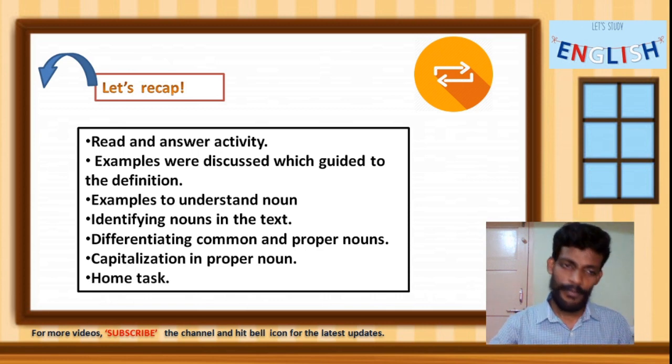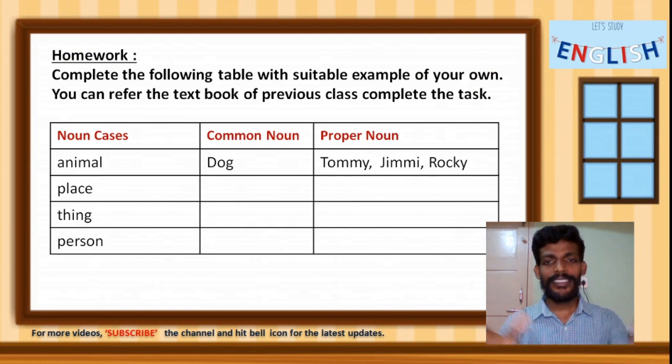Now, finally, we will have a home task. Today, some very simple and easy home task. What you have to do is complete this table with a suitable example of your own. You can refer to the textbook of the previous class. The first one is animal. So, the common noun is dog, whereas the proper noun is Tommy, Jimmy, Rocky.